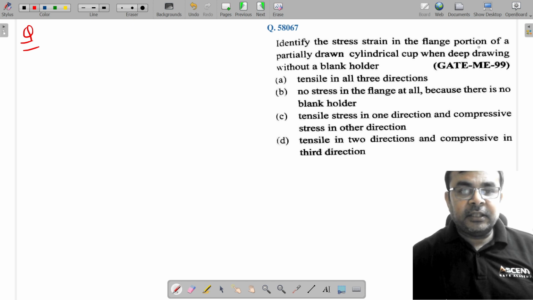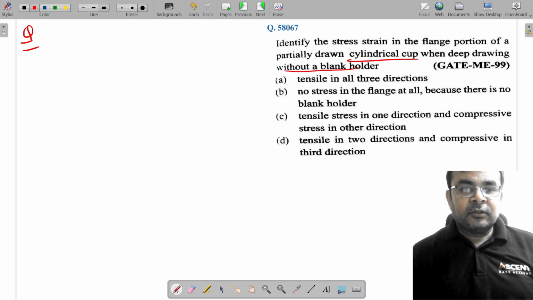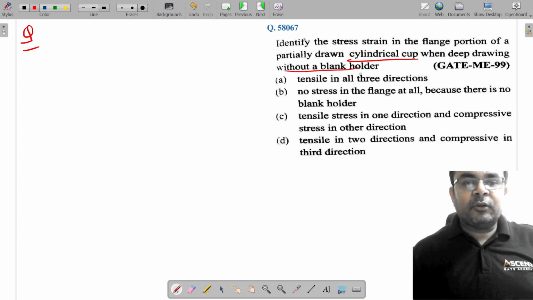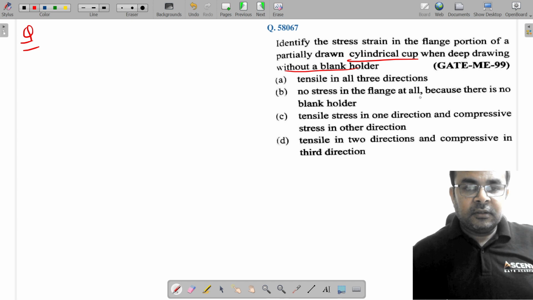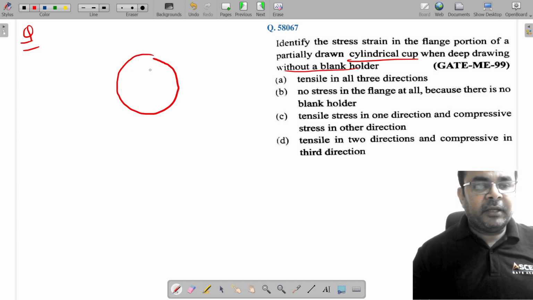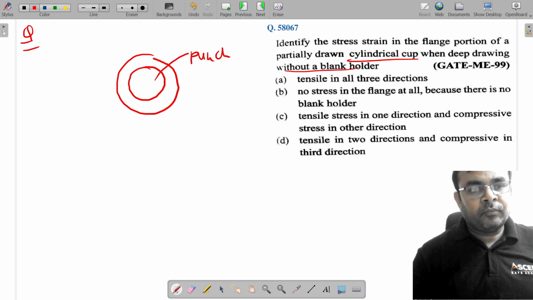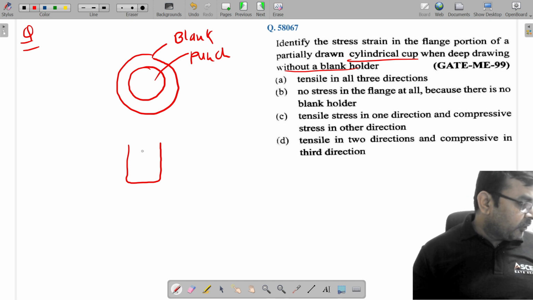Identify the stress state in the flange portion of a partially drawn cylindrical cup when deep drawing without a blank holder. If you perform deep drawing without a blank holder, there is no tensile stress in all three directions, and no stress in the flange at all because there is no blank holder. It is tensile stress in one direction and compressive stress in the other. So if this is the blank, and you apply force with the punch, this is the punch and this is the blank. Correct? Obviously it can be drawn like this. It can be drawn like this. Is it right?